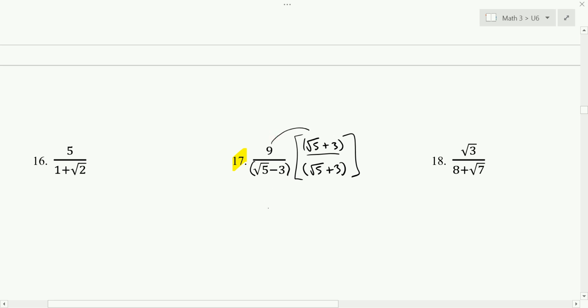So 9 times root 5 and 9 times 3. Root 5 times root 5, root 5 times 3, negative 3 times root 5, and negative 3 times positive 3.